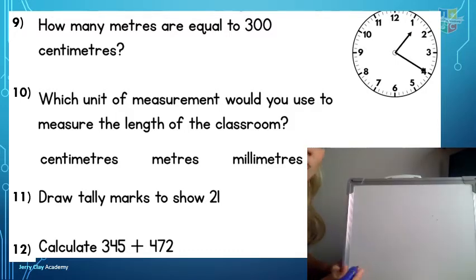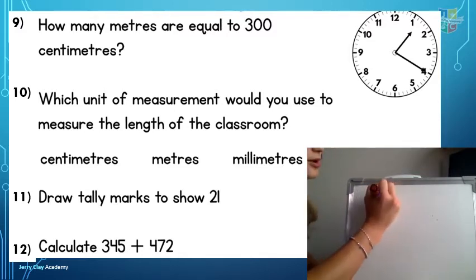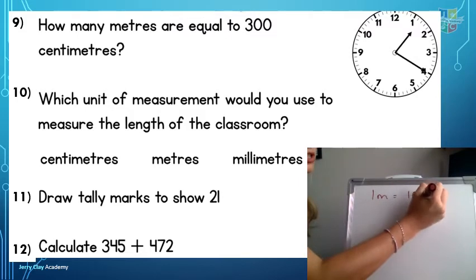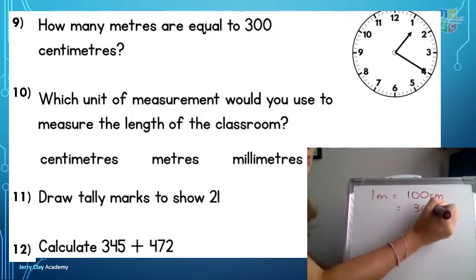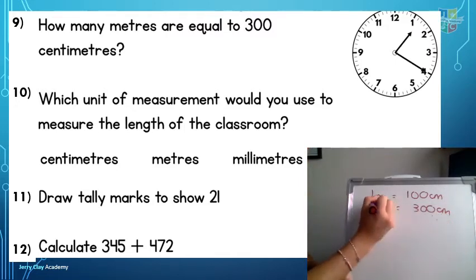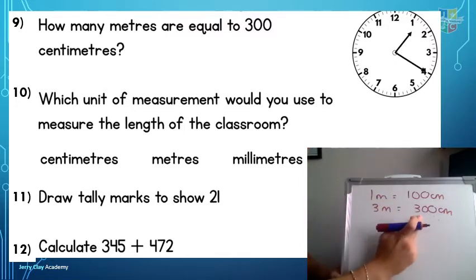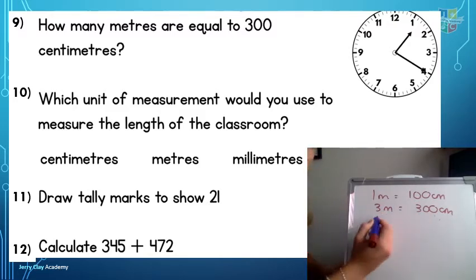So this time, for number 9, we were saying how many meters are equal to 300 centimeters. Well, I know in 1 meter, there are 100 centimeters. So if I've got 300 centimeters, I know I'm going to have 3 meters because I'm dividing by 100 to get from 300 to 3 meters. So your answer should be 3 meters.